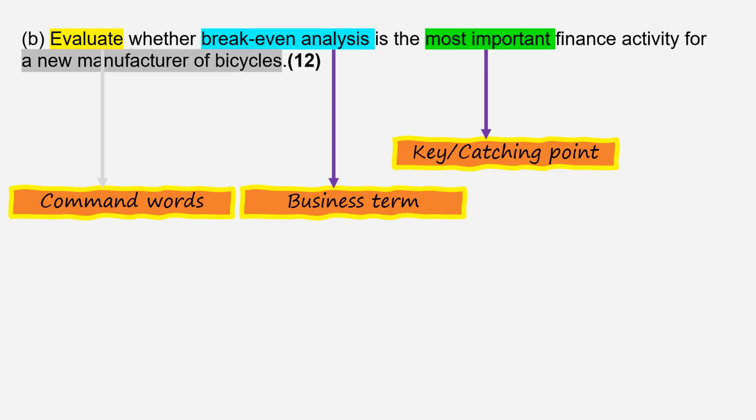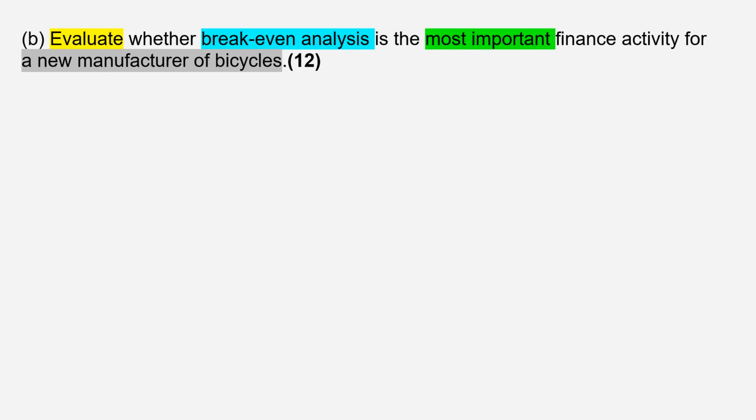for a new manufacturer of bicycles, say business context. You will have to write in the context of a new manufacturer of bicycles. Manufacturer of bicycles is referring to the secondary sector business. If the students understand this, read the question well, they are able to excel, they are able to answer this well. Alright? Let us see together.